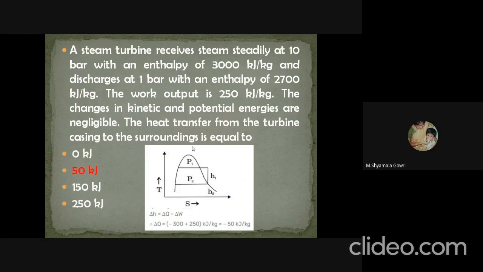The steam turbine receives steam steadily at 10 bar with an enthalpy of 3000 kilojoules per kilogram and discharges at 1 bar with enthalpy of 2700 kJ by kg. Their work output is 250. The changes in kinetic and potential energies are negligible. The heat transfer from turbine casing to the surroundings is equal to: here it is given 250 and 3000. So by this, 2700 minus 3000 plus 250, we will get minus 50.